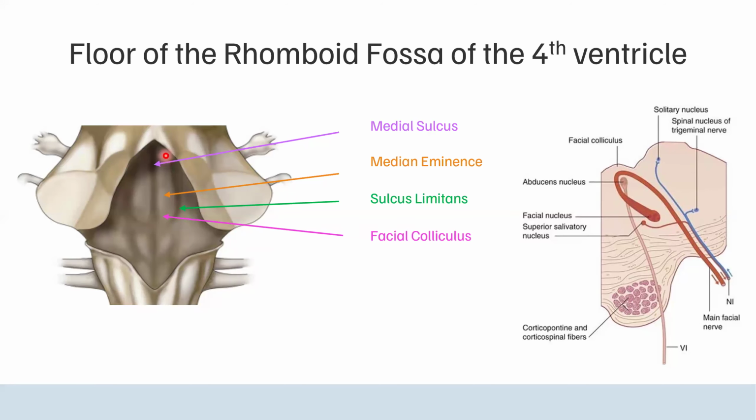Okay, so once again, to recap, we have the medial sulcus that is on the midline. It separates it right to left, okay? And then we have our median eminence, which is basically this bulging on either side. The median eminence is limited laterally by the sulcus limitans, and it terminates inferiorly as the facial colliculus. The facial colliculus is this bulging that occurs because the facial nerve loops around the abducens nucleus on its way out. Okay?